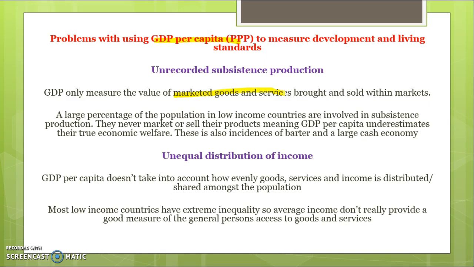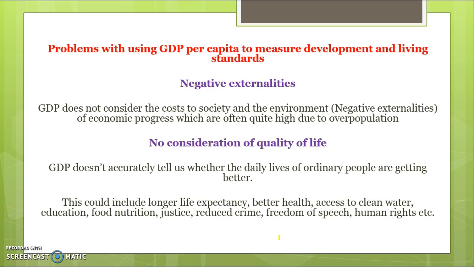An unequal distribution of income. GDP per capita doesn't take into account how evenly goods and services are distributed amongst the population. Most low-income countries have an extreme inequality, Gini coefficients of around 0.6, 0.7 even, or generally 0.5 to 0.6. So they don't provide an indication of the general person's access to goods and services because it's just an average. They don't take into account negative externalities, so if there's a lot of pollution going on, causing things like climate change, particularly in overpopulated countries, that cost to society is not reflected within GDP per capita.